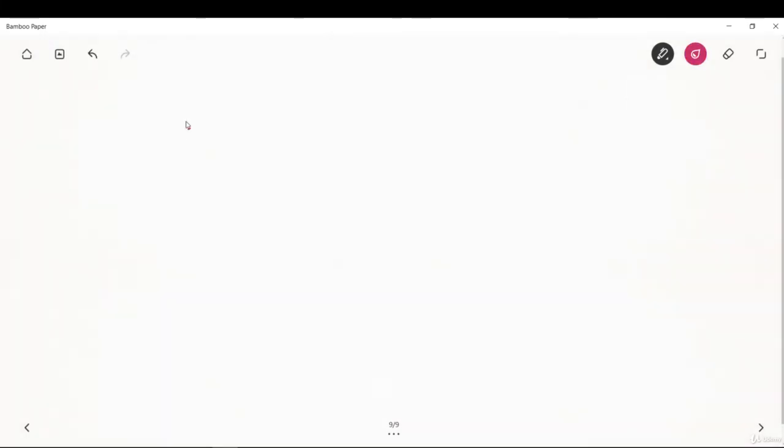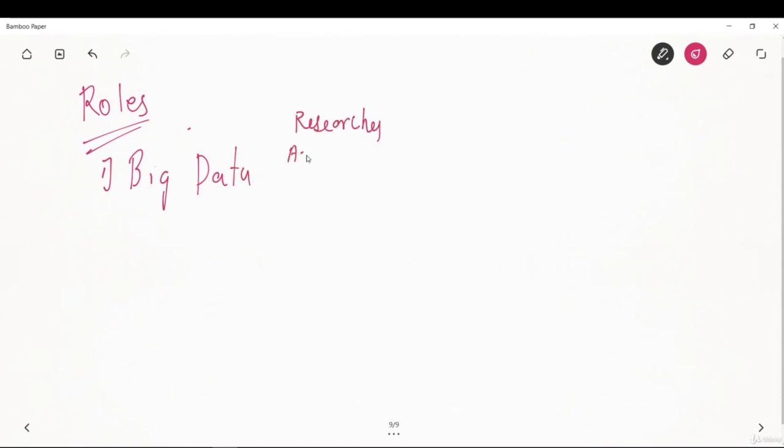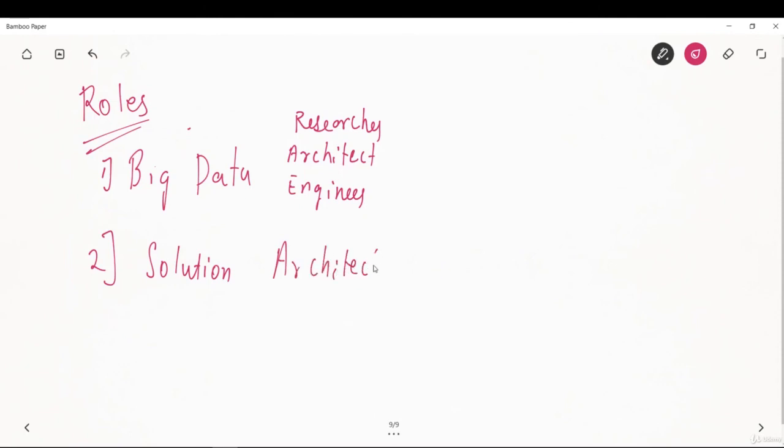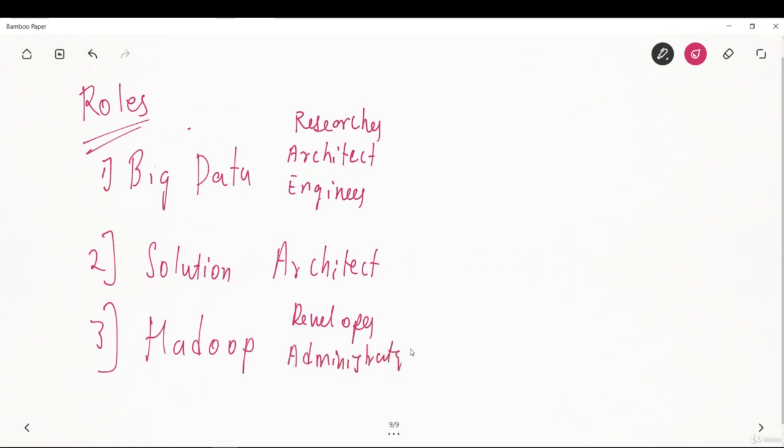What are the roles that we can work on? The roles that we can work on in big data after learning this: you can work as a big data researcher, as an architect, as a big data engineer, as a solution architect, as a Hadoop developer or administrator, or as a business data analyst.